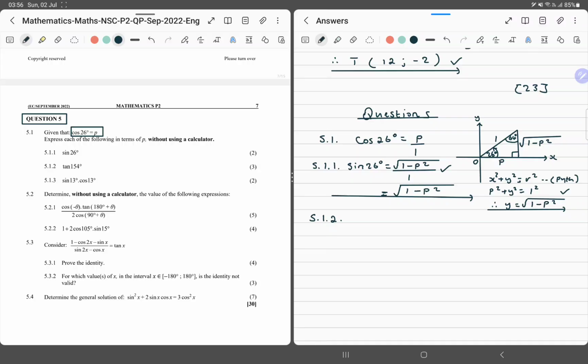5.1.2 says tan of 154. Now we need to use reduction formulae. How is it related to the angles we have on our diagram? So let's say 180, because this is the second quadrant, so it's 180 minus 154. It gives us 26. So this is the same as tan of 180 degrees minus 26 degrees. And then we know tan in the second quadrant is negative.